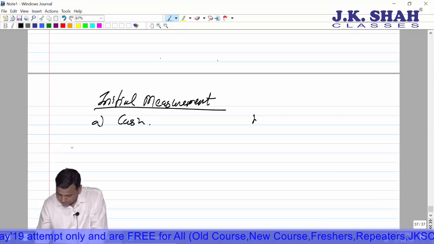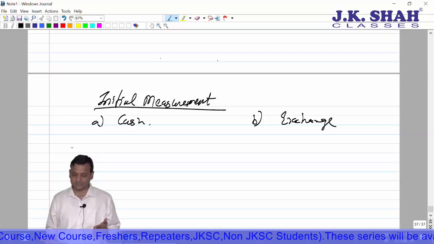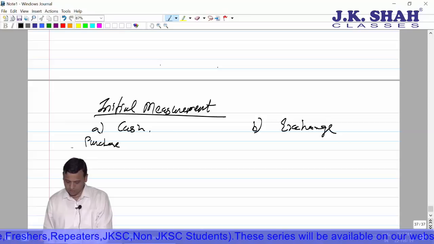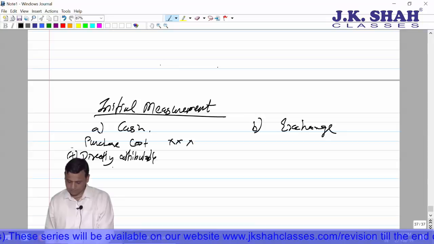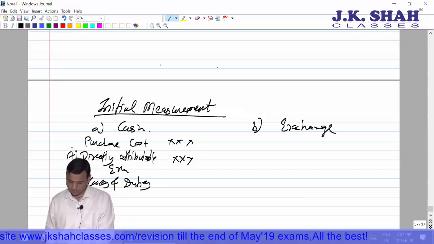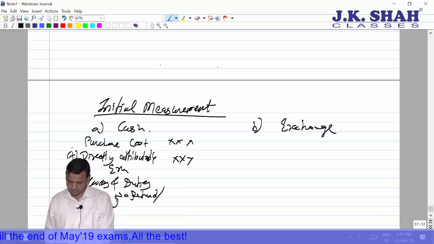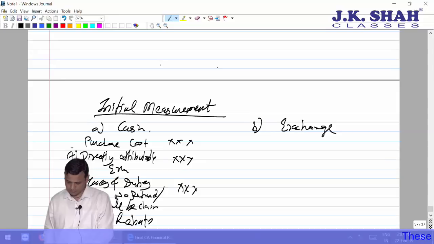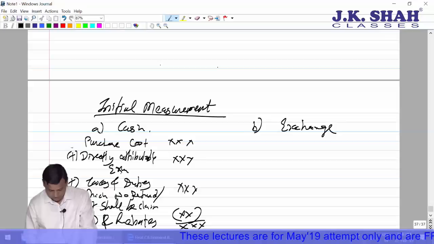Cash and exchange. Now you tell me, under cash what all came? Purchase price, very good. Directly attributable expenses, then? Yeah, purchase cost, that cannot be refunded and something like that. Plus directly attributable expenses, plus tax and duties of which no refund or credit shall be claimed, and minus trade discount. Very good. Purchase cost plus directly attributable expenses. See, it is the same thing.